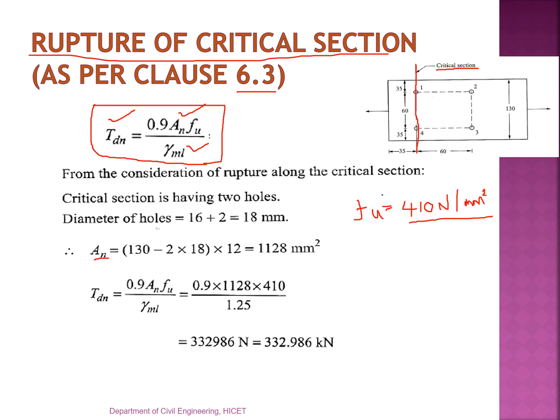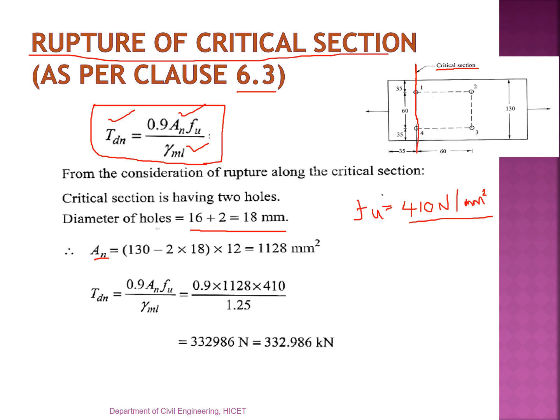So these are the two number of bolts available in the critical section. Then we have to provide a 16 mm diameter bolt for this connection. So the required diameter of the bolt hole for the 16 mm bolt is 16 plus 2, since additionally we have to provide 2 mm for the bolt holes. So 16 plus 2, the diameter of bolt hole is equal to 18 mm.